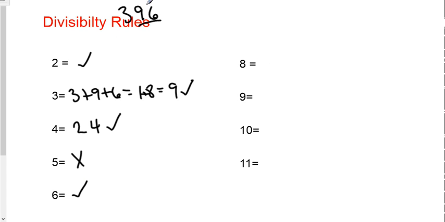Well, that's not very much help this time because it is a three-digit number, so you're just going to have to divide it. 8 goes into 39 4 times, 32, 76. 8 is not a multiple of 76, so it's not 8. To check for 9, you add up all the digits. You get 18. Add again, you get 9. And it does work for 9.